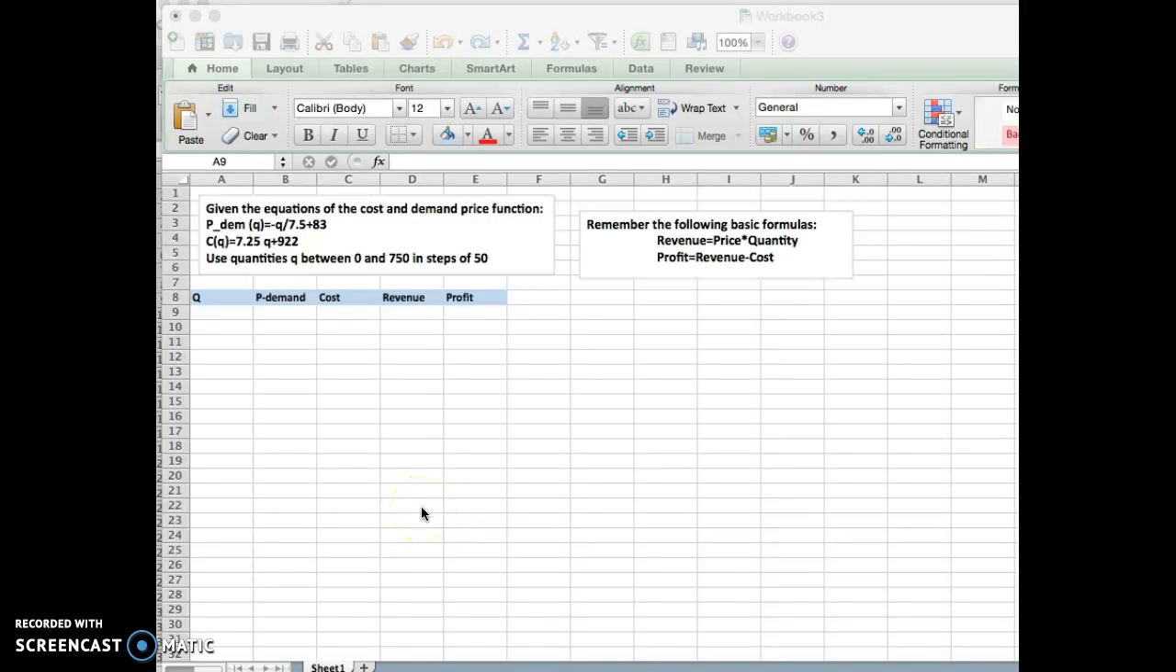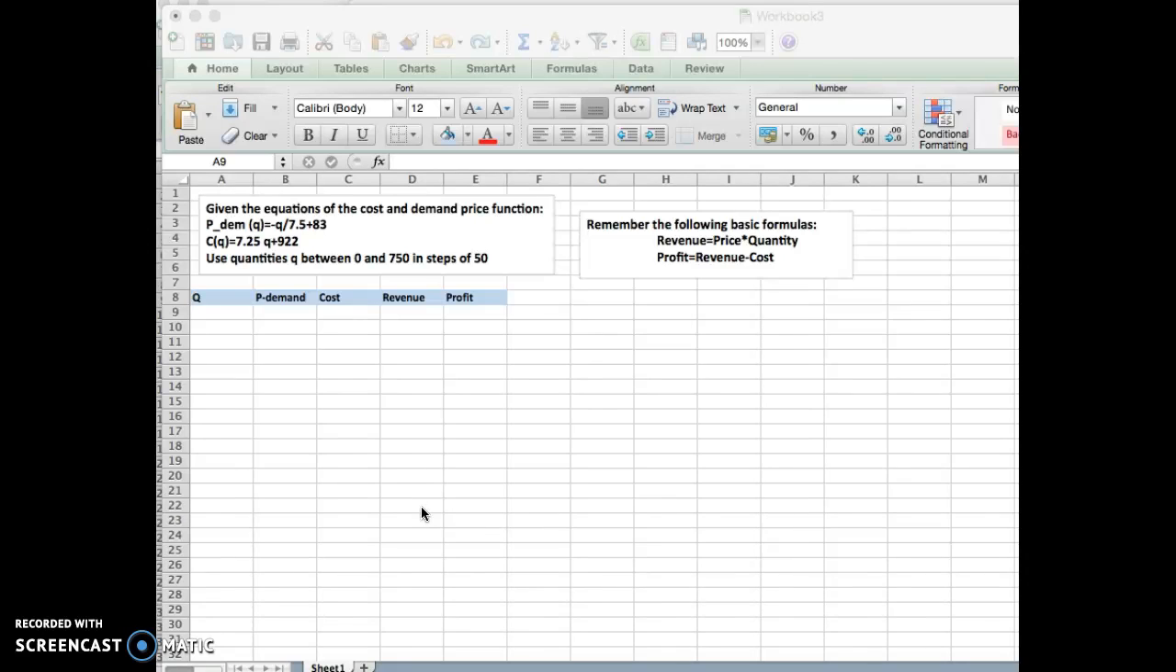So here we're going to do a problem where we're looking at revenue and profit. The standard way of being presented a problem about those topics is to be given equations for the cost and the demand price function. For instance, we could have that the demand price is minus Q over 7.5 plus 83, and maybe the cost is given by 7.25Q plus 922.